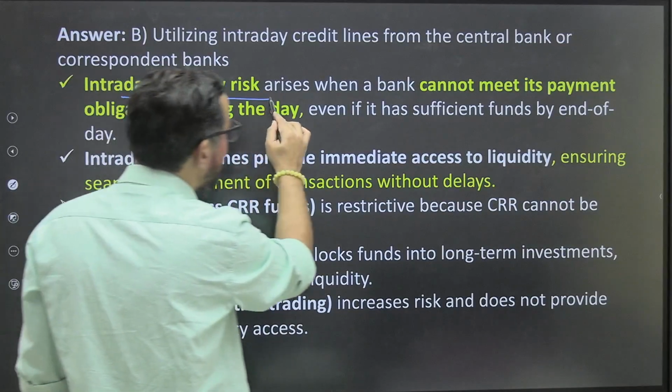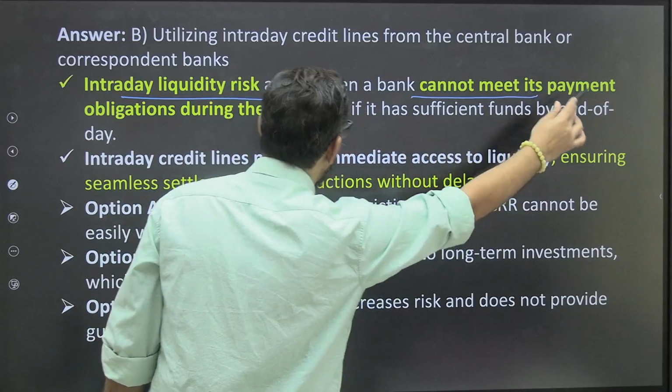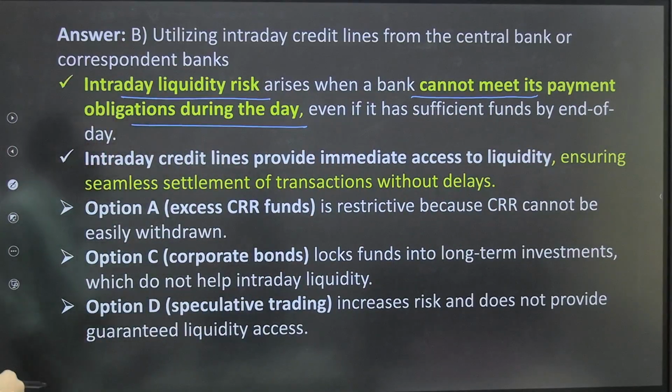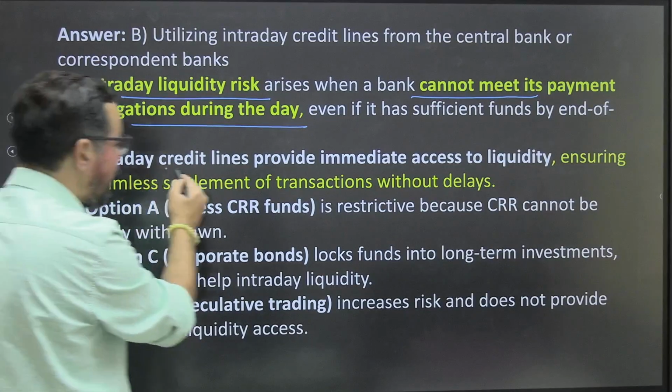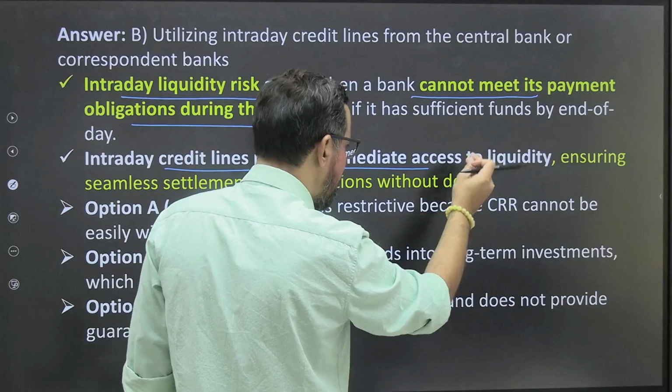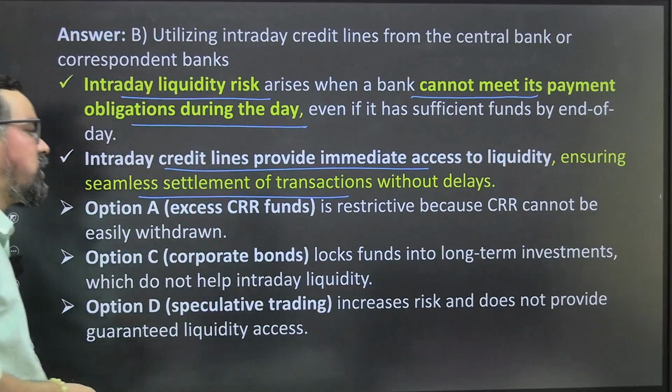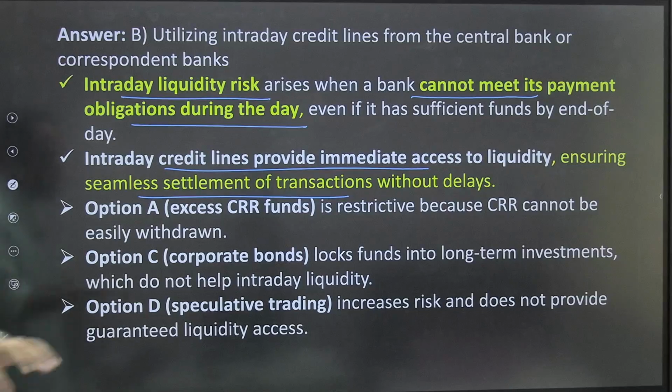Okay? Intraday liquidity risk arises when a bank cannot meet its payment obligations during the day, even if it has sufficient fund by end of the day. So intraday credit lines provide immediate access to liquidity, ensuring seamless settlements of transactions without delays. Okay? So this is the one.